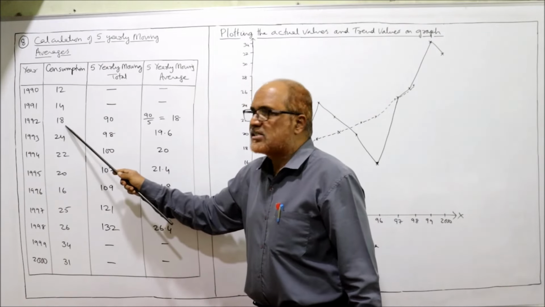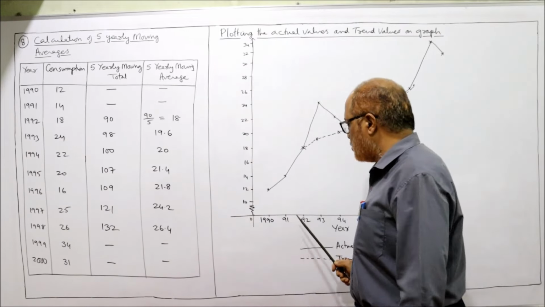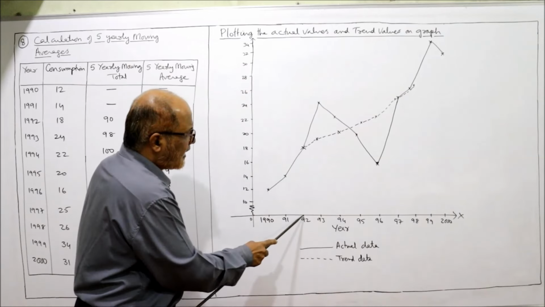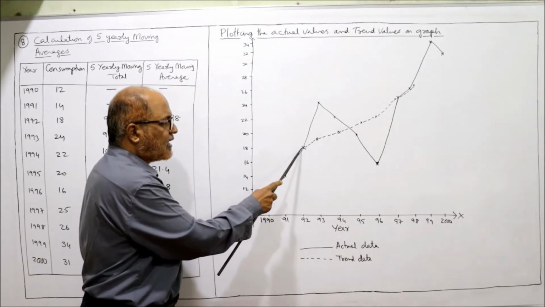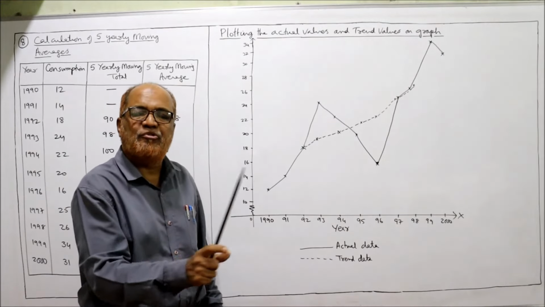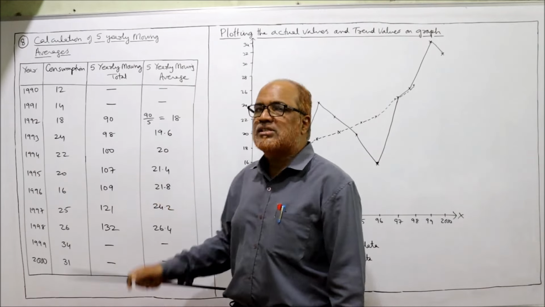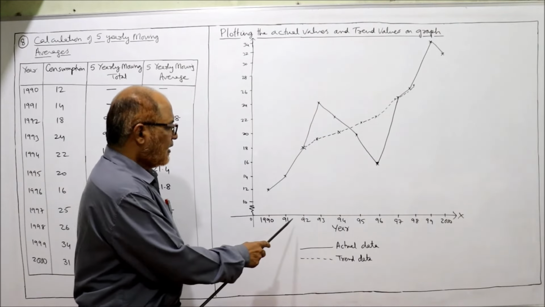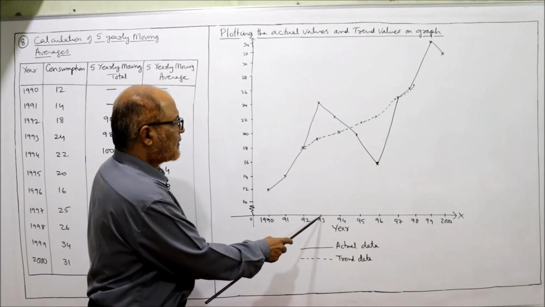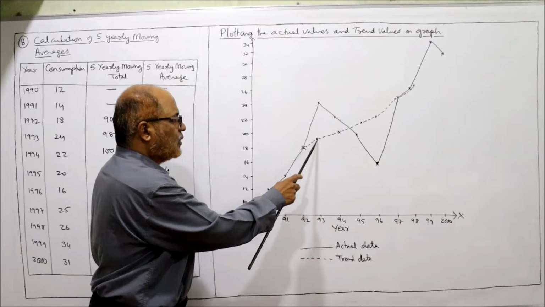For 1992, the actual value is 18 and the trend value is also 18. So 1992 is here. See here, 1992, 18. So our trend value is here. Actual value and trend value are the same for 1992. Then 1993, the trend value is 19.6. So here 1993, 19.6. 19.6 is below 20, so I am putting it here.